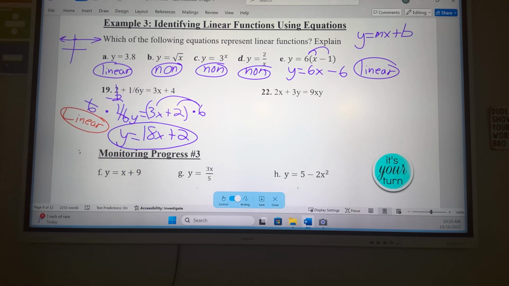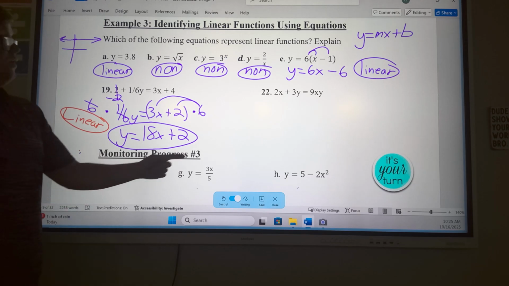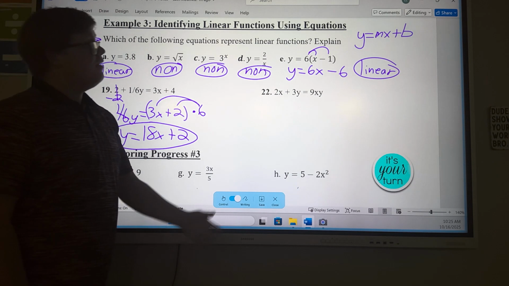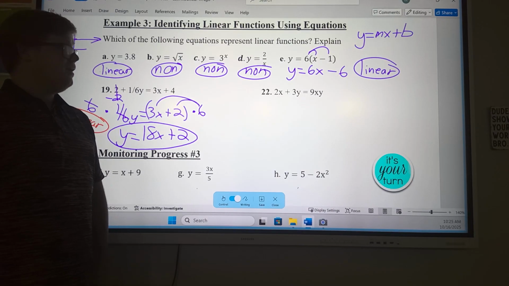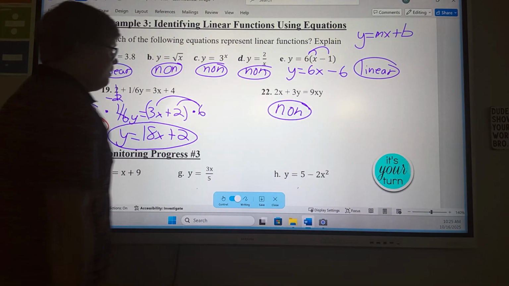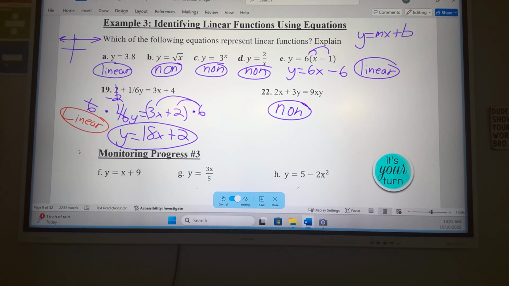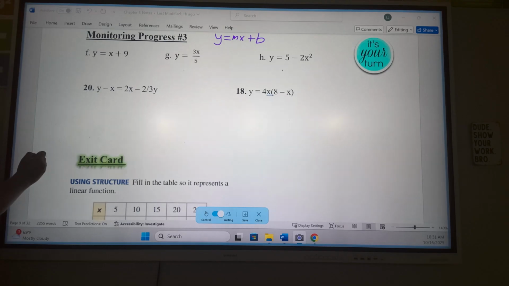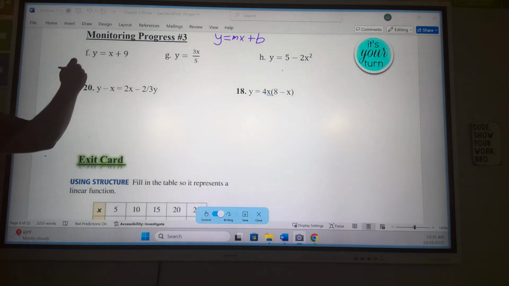Okay, we'll look at 22. Immediately, we see there's 9xy. Does not match y equals mx plus b, nonlinear. Okay, make sure you get all those copied down so that way you can understand. I'm going to move on. Okay, we look at f. It looks just like y equals mx plus b. This is linear.